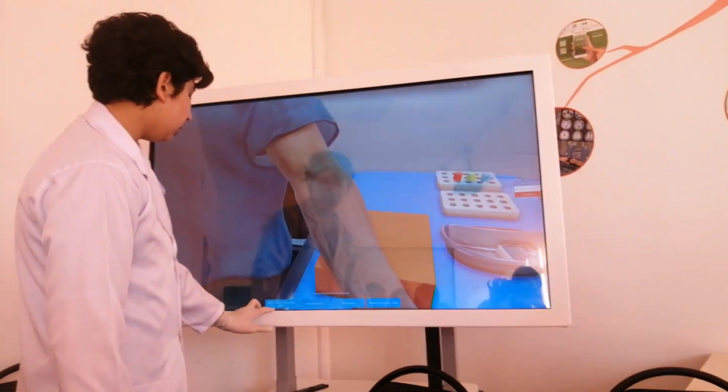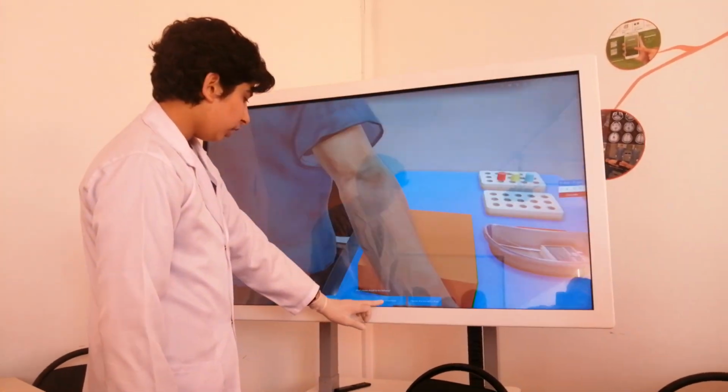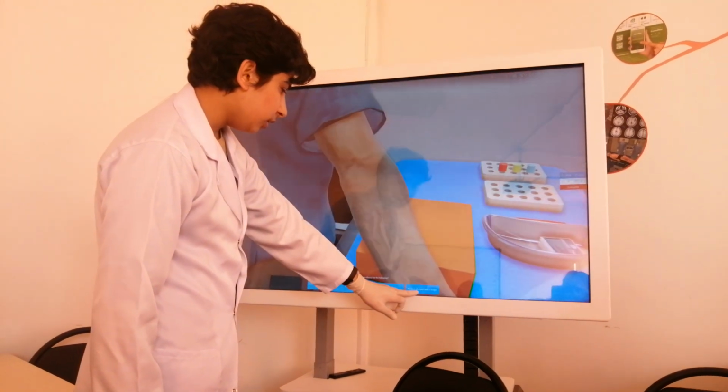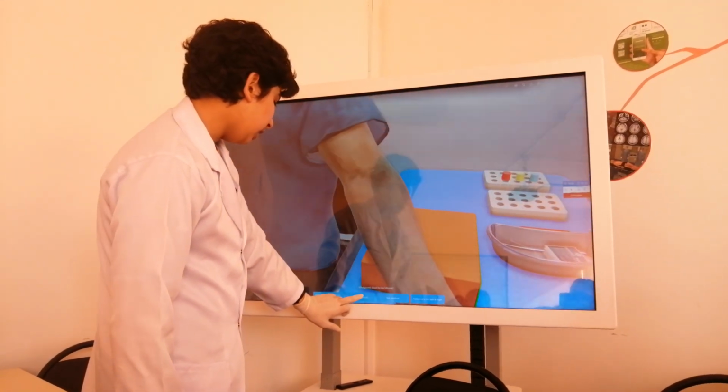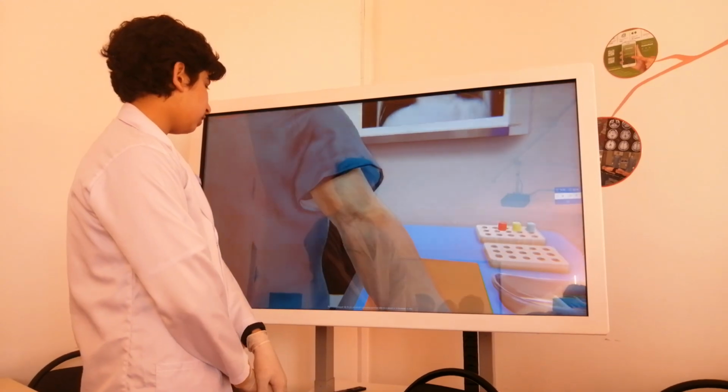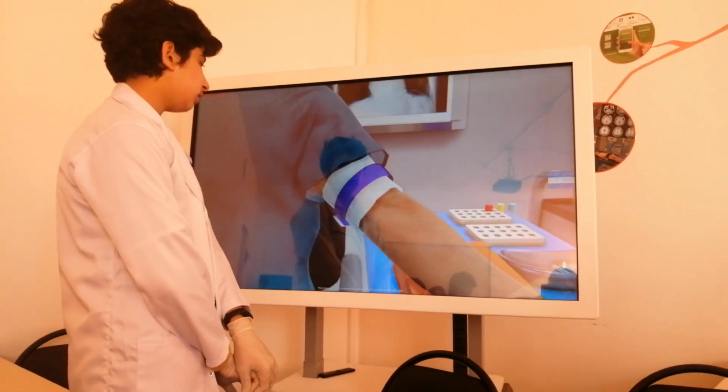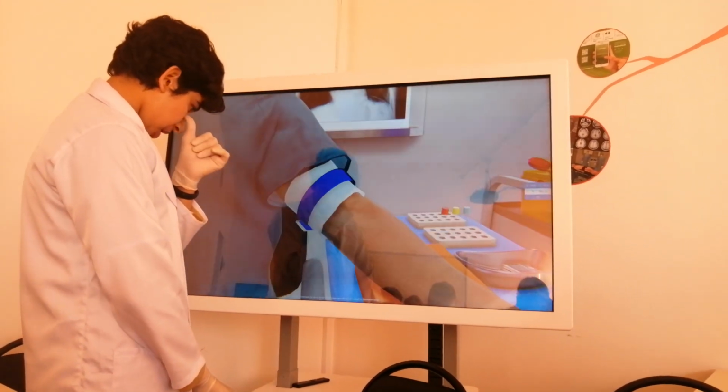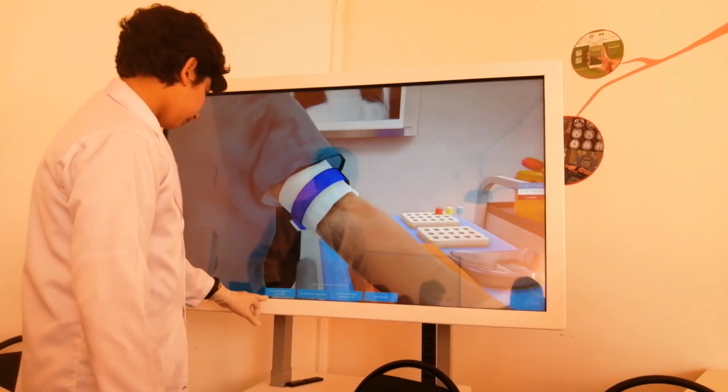Insert the tube into the needle holder. Apply a tourniquet. Vein puncture. Fixation of vein with the finger. Apply a tourniquet. Place a tourniquet 10 to 15 centimeters above the intended puncture site on a sleeve or disposable napkin.